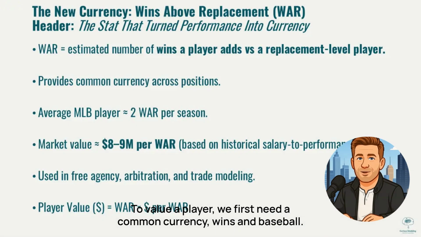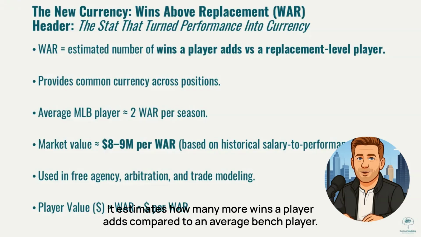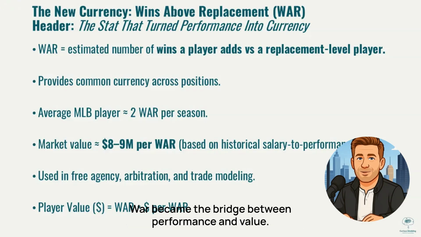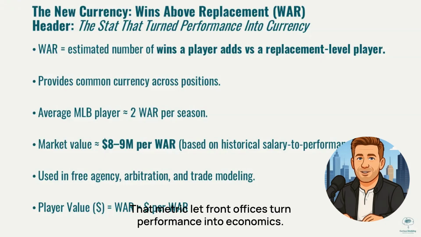To value a player, we first need a common currency: wins. In baseball, that's WAR, wins above replacement. It estimates how many more wins a player adds compared to an average bench player. WAR became the bridge between performance and value, a way to say, one win costs X million dollars. That metric let front offices turn performance into economics.